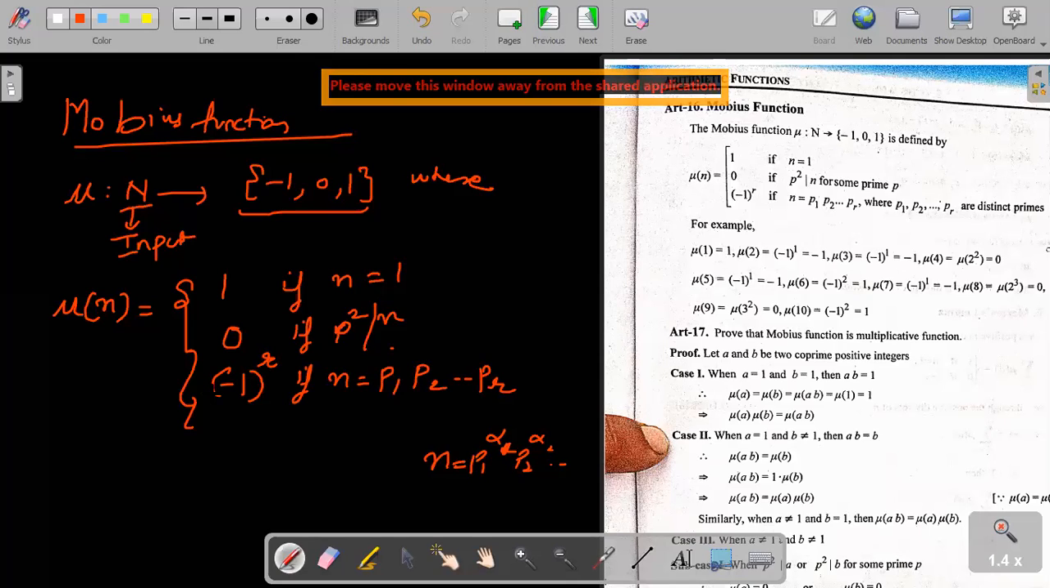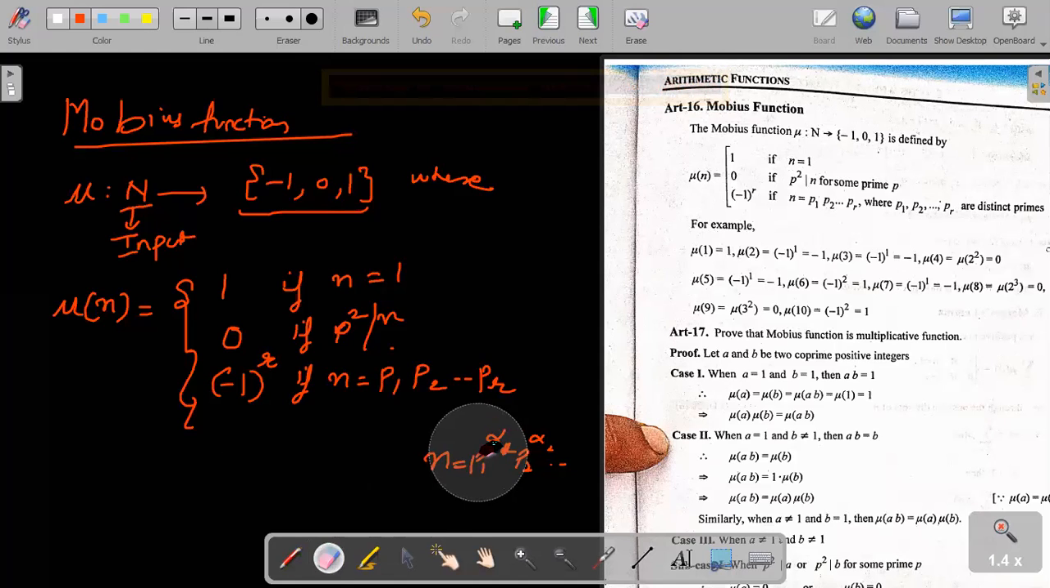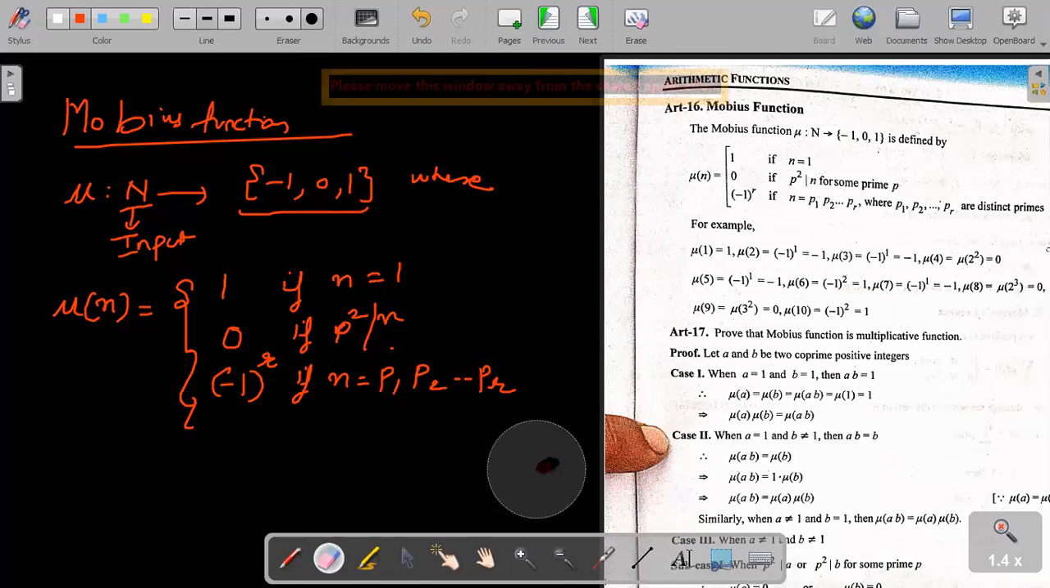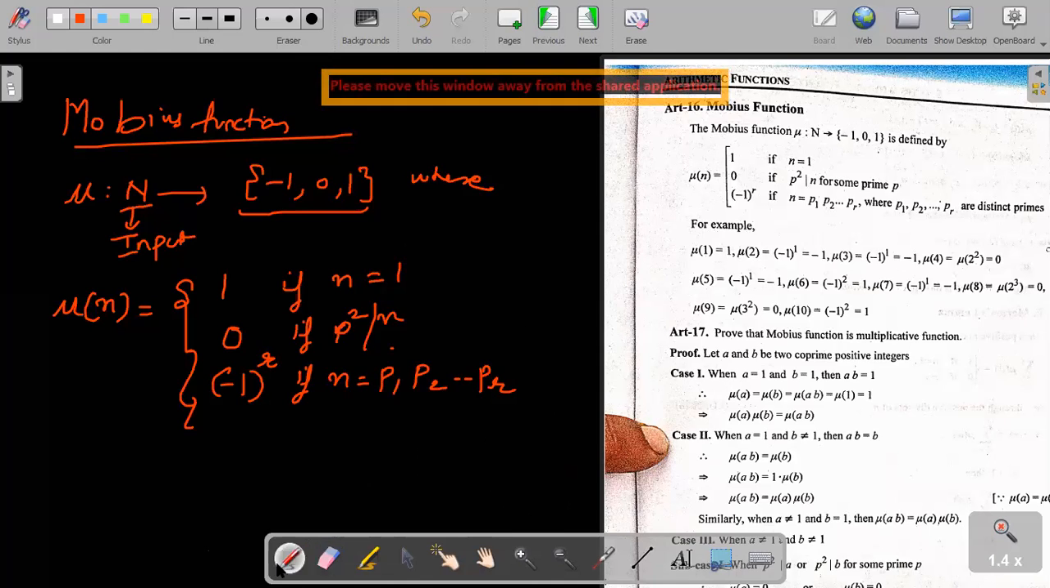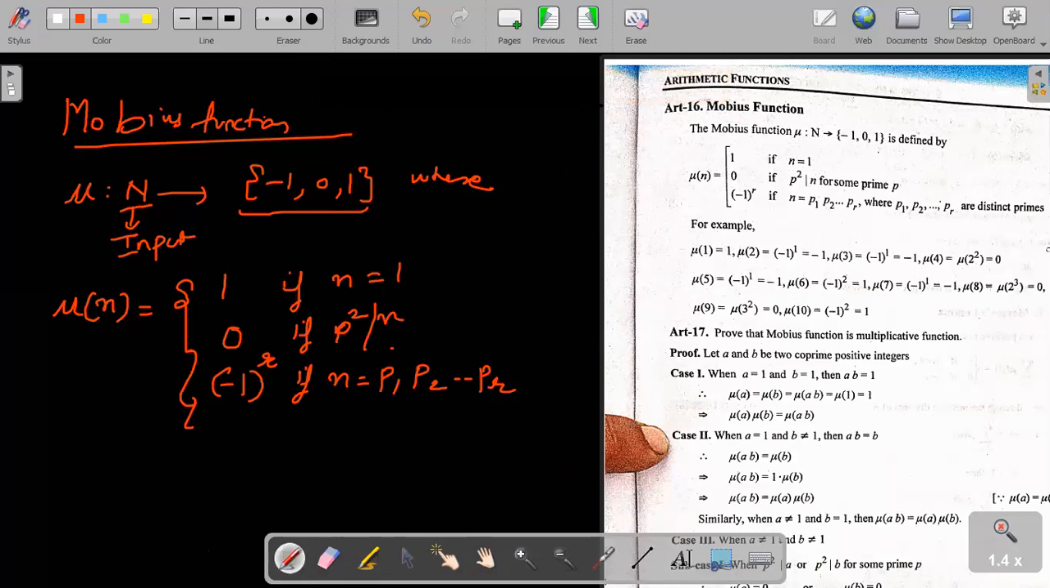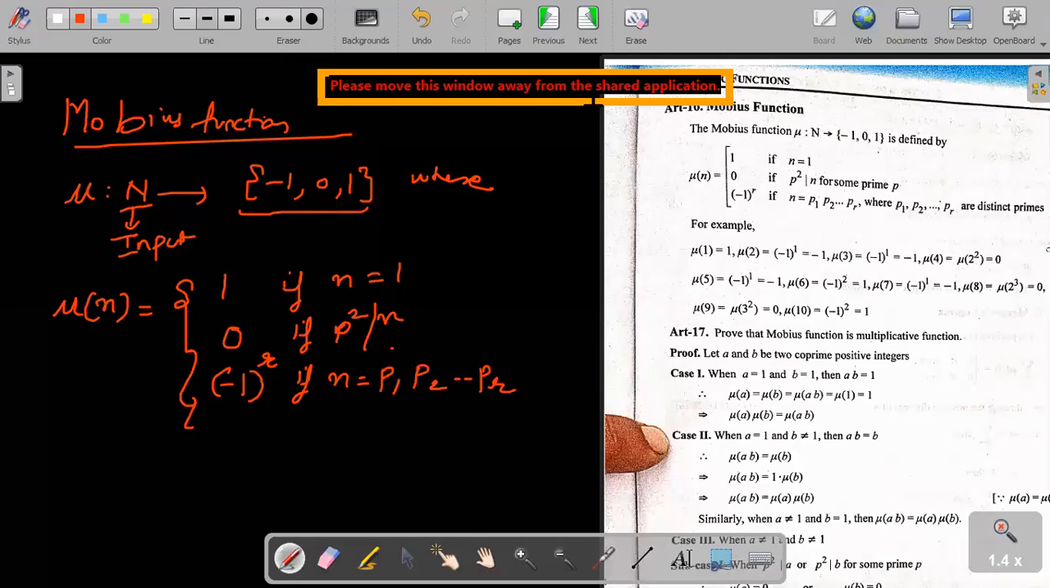Here r is the number of primes that appear in the prime factorization of n. Is it clear, beta? So this is the definition of the Mobius function. The Mobius function is a mapping from natural numbers to -1, 0, 1, meaning it has only three possible answers. When will 0 come? If my number n is divisible by the square of some prime. When will 1 come? When n is 1. And when will -1 to the power r come? If n is a product of distinct primes p1 p2 up to pr.